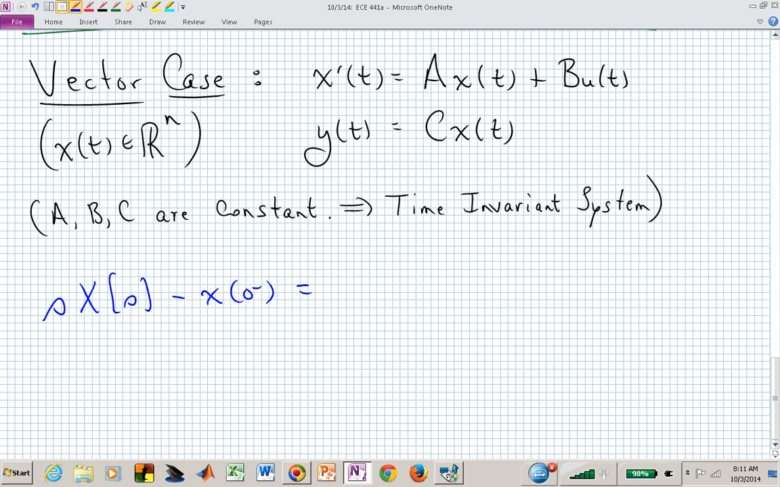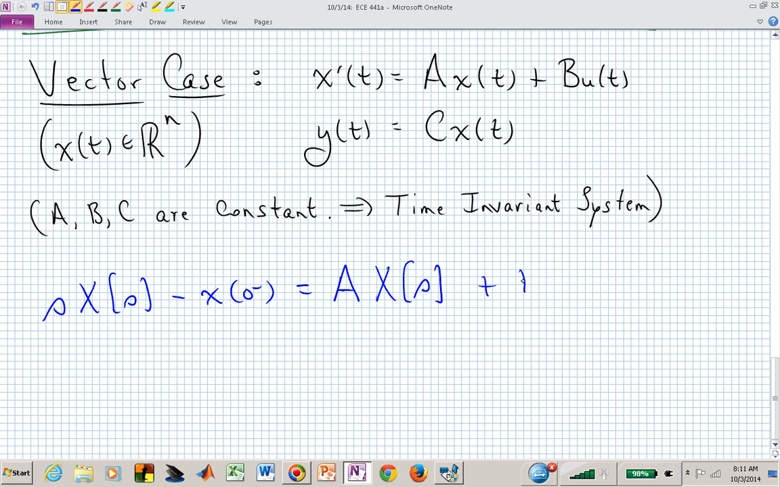We Laplace transform capital A times x of t. The A is a constant, so that factors out of the Laplace transform. We Laplace transform little x of t, and that becomes this capital X of s.